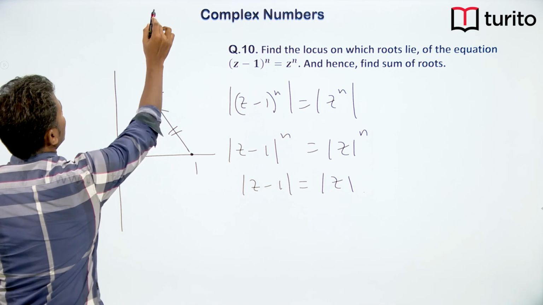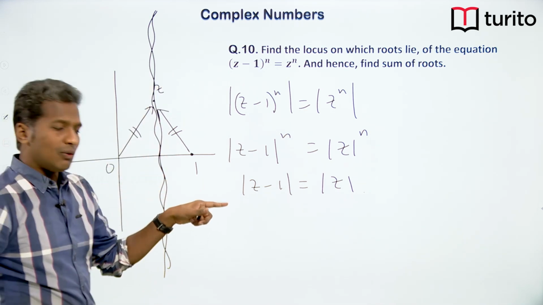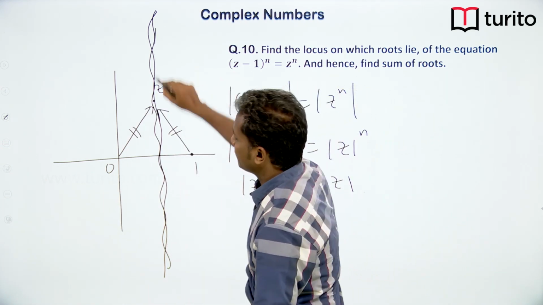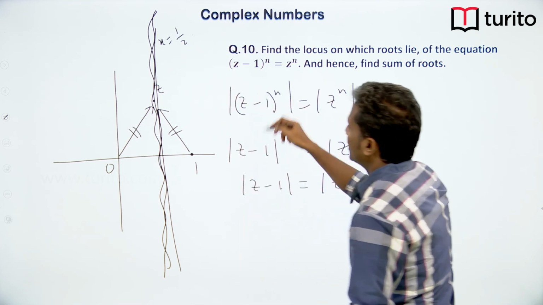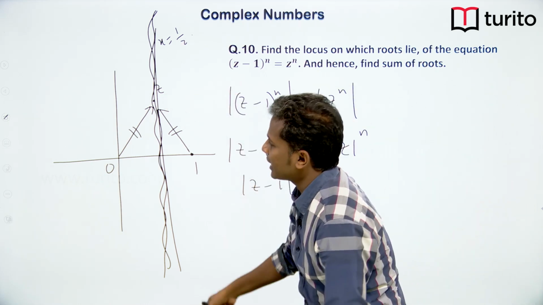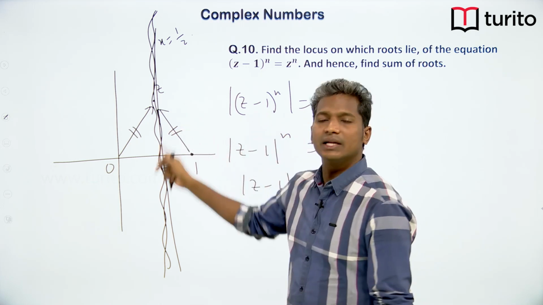that means z has to lie on the perpendicular bisector of 0 and 1. Now, what is the perpendicular bisector of 0 and 1? That is a vertical line where x is equal to 1 by 2. That means whatever roots we get will lie on this line only. So, what is the locus on which roots lie? It is a straight line.